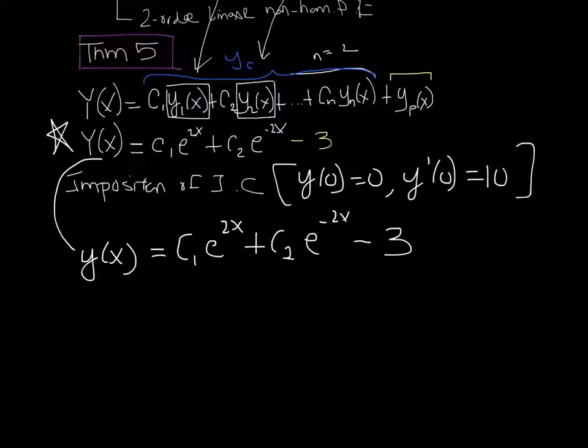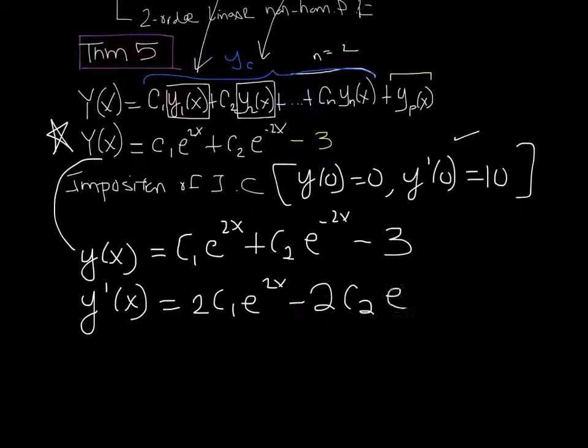Now, again, we're going to impose our initial conditions, so I know I'm going to need to take the derivative. So y prime of x, right? And this is just 2c1 e to the 2x minus 2c2 e to the negative 2x, and then the derivative of a constant is a constant.